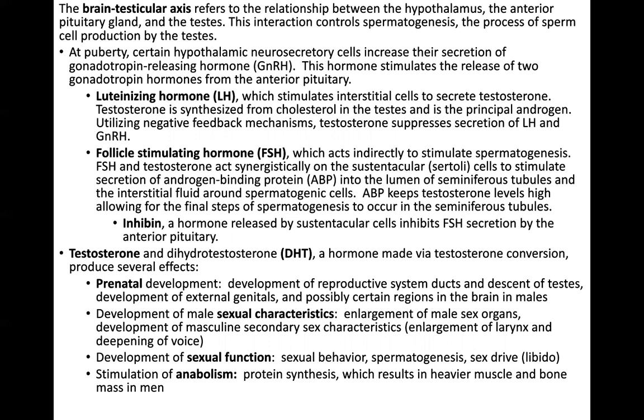At puberty, certain hypothalamic neurosecretory cells increase their secretion of gonadotropin releasing hormone. GnRH is its abbreviation, which is the hormone that stimulates the two gonadotropin hormones from the anterior pituitary. Those two gonadotropin hormones are luteinizing hormone and follicle stimulating hormone. And we've talked about those before, but here we're going to get into a little bit more detail about them. Luteinizing hormone is going to stimulate the interstitial cells within the testes to secrete testosterone.